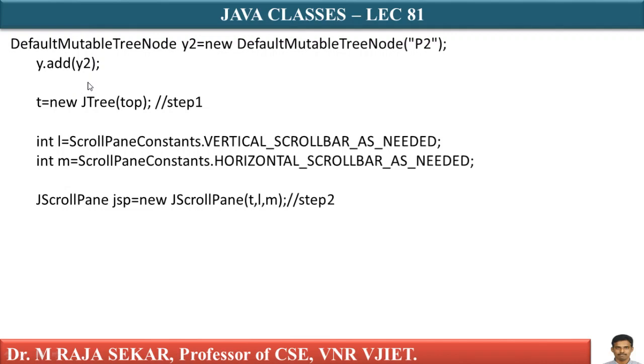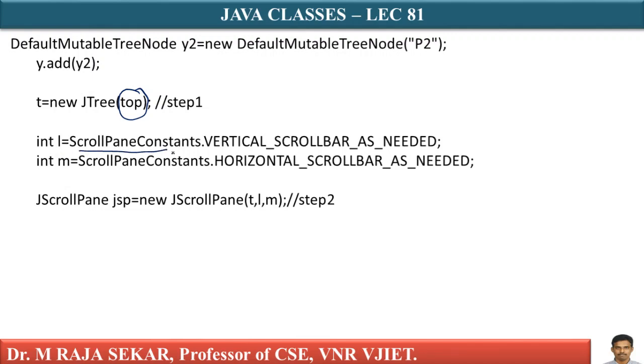Y dot add P2. Now, what did I do till now? I created a tree structure. What is the tree structure? Strictly speaking, this is my tree. I need not draw it again and again. This is T, new JTree. I already created this variable in the first slide itself. I have shown you JTree T equal new top. Top is the name of the top node, for which I added S and P. For S I added S1, S2. For P I added P1, P2.